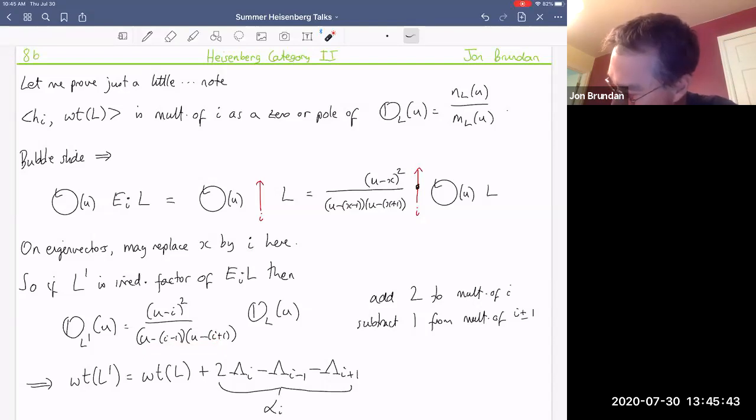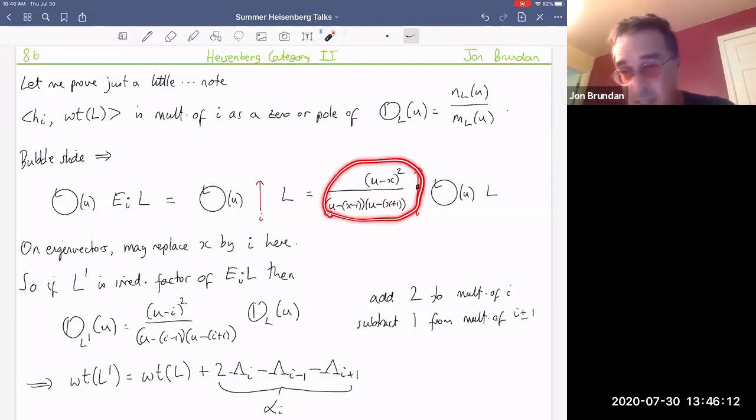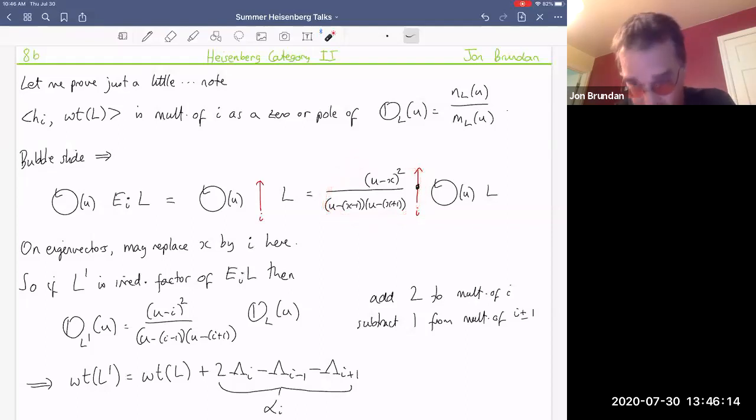And so you see what's going on. When you multiply by this, you're adding 2 to the multiplicity of I as a 0, and you're subtracting 1 from the multiplicity of I minus 1 as a 0, and you're subtracting 1 from the multiplicity of I plus 1. So this definition of the weight for L prime is the weight of L: we've added 2 i's, and we've taken away an I minus 1 and an I plus 1, and of course that's the simple root alpha I. This crazy rational function in the bubble slide is just encoding the Cartan matrix of type A, which is hiding in this Heisenberg action.